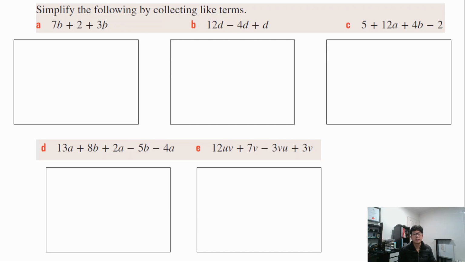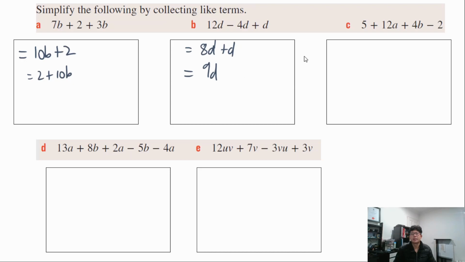So in this case, the b's will be the like term, so we can simplify that to become 10b plus 2, or you could write 2 plus 10b, either way is fine. Next one, 12d minus 4d plus d. So I'll do 12d minus 4d first. That gives me 8d plus d. And we can add that once more. That becomes 9d.